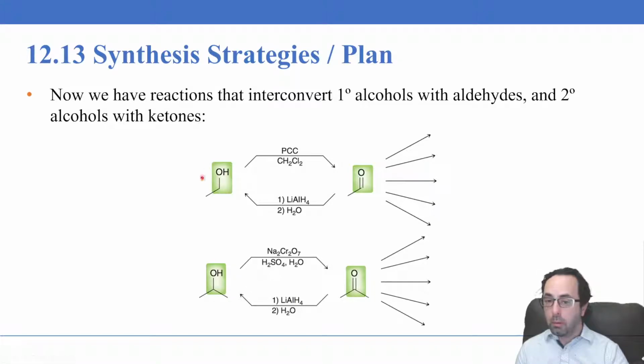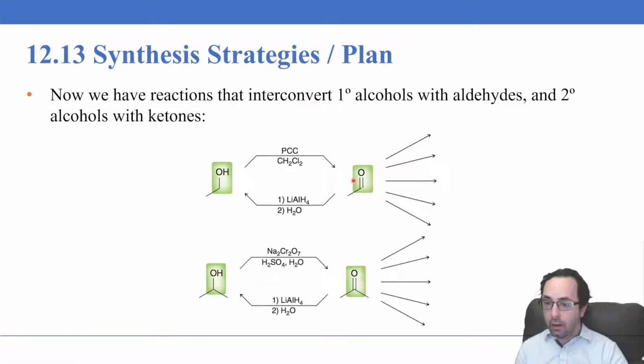So remember that primary alcohols can be oxidized to aldehydes using PCC. Okay, this is going to be our preferred reagent. I know there were some other ones we talked about, but if you want to oxidize a primary alcohol to an aldehyde, this is going to be the one that you can use. Just go ahead and use that one.